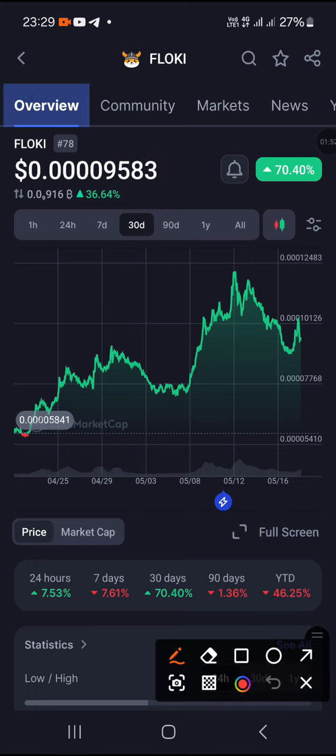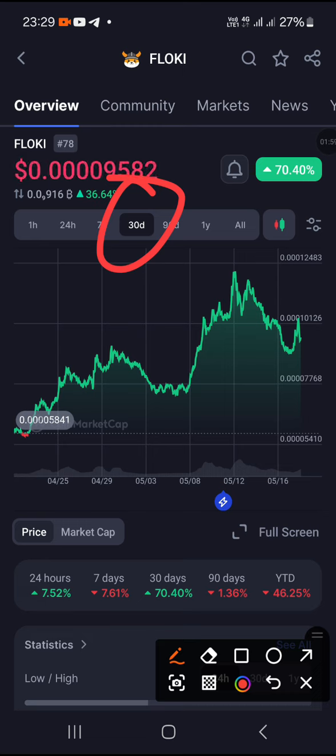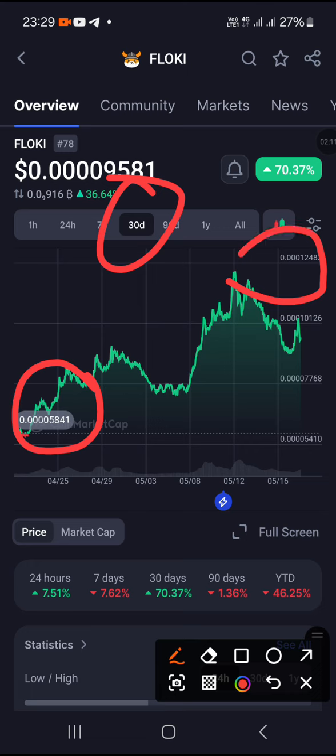You can look at here. Take a look at here. In the past 30 days, it has moved from 0.0005841 to 0.001. That's a very good move, which is over 70% profit. Over 70% profit in the past 30 days.